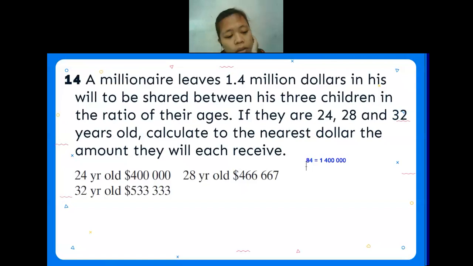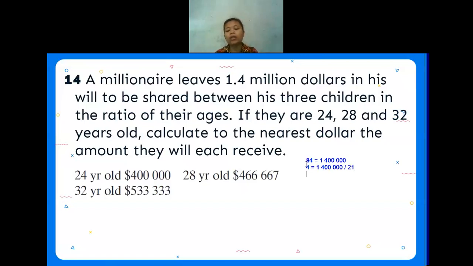84. As you can see, 24, 28, 32 are all multiples of 4, so you can find the 4 first. From 84 to 4, we need to divide it by 21. So we do 1,400,000 divided by 21. You could simplify it, but it will be a fraction, a recurring decimal, so just keep it as a fraction, let it be like that.